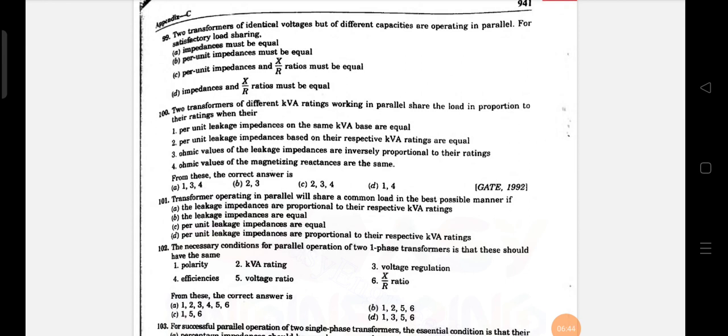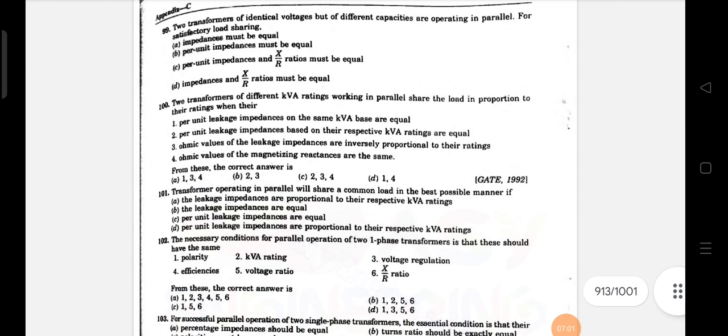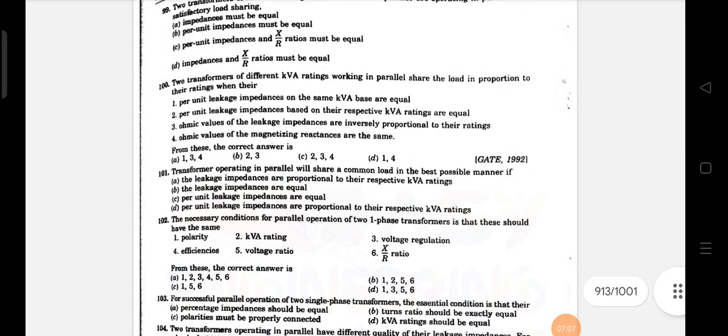Next, ohmic value of leakage impedance. That means impedance is inversely proportional to kVA rating. Already I told you, kVA is inversely proportional to impedance in load sharing. That means second and third are correct. Next, fourth option: ohmic values of magnetizing reactances are the same. Magnetizing reactances are not the same, so the fourth option is also not correct. That means the second and third options are correct, so B is correct.